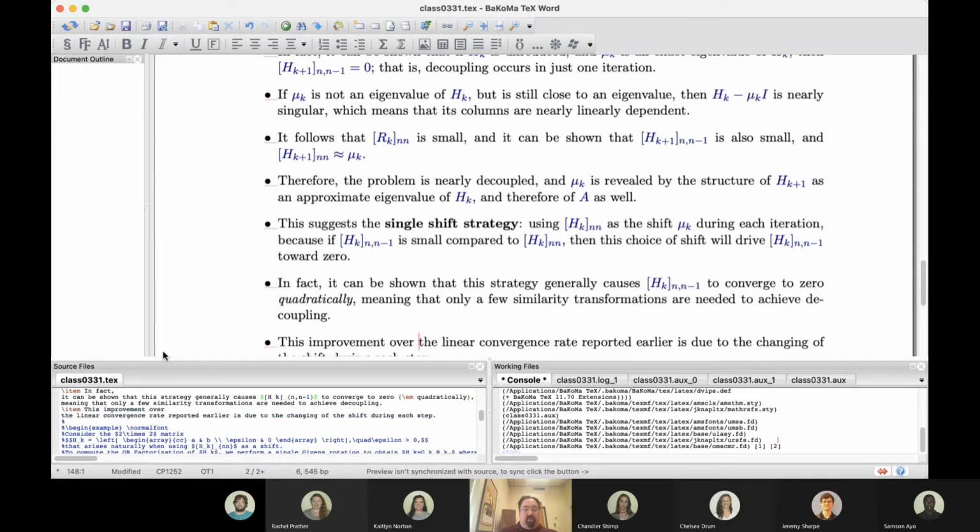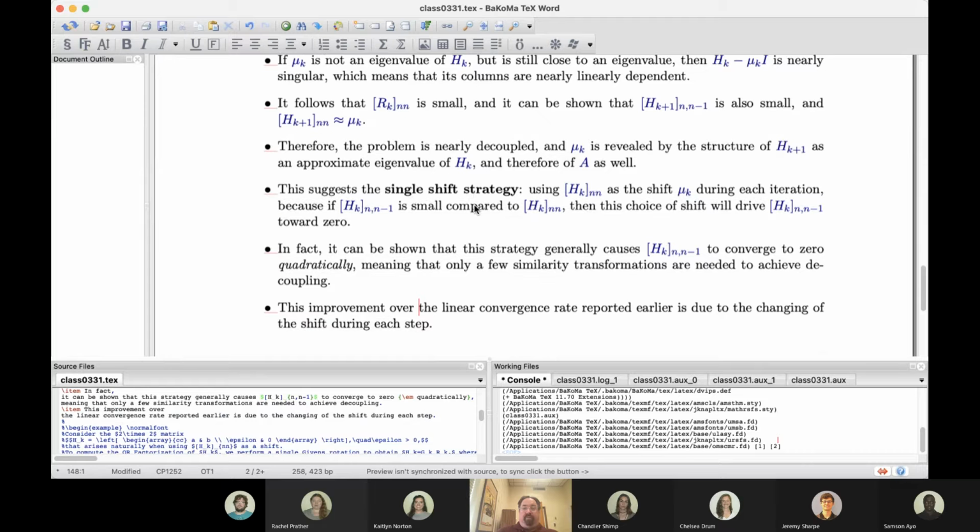Now, before, with something like the power method, convergence is generally linear. The reason we can improve to quadratic is because we are changing the shift from one step to the next. So that shift is always improving, therefore making convergence even faster.